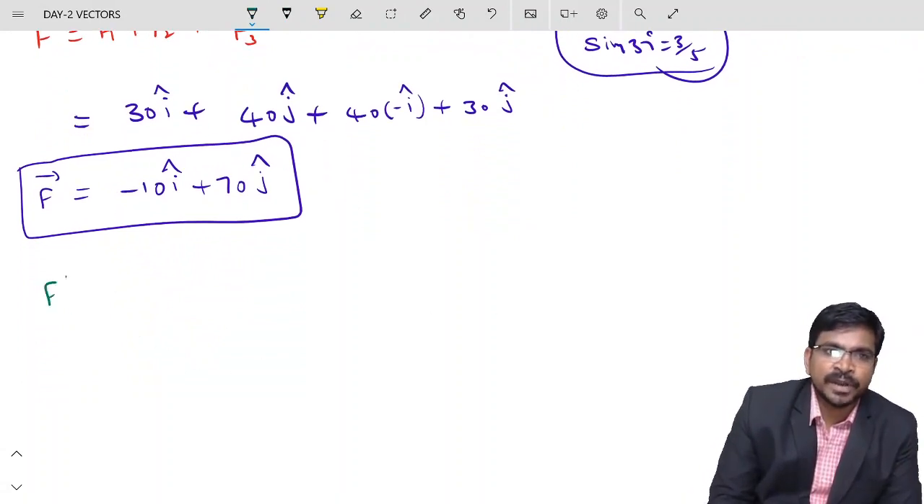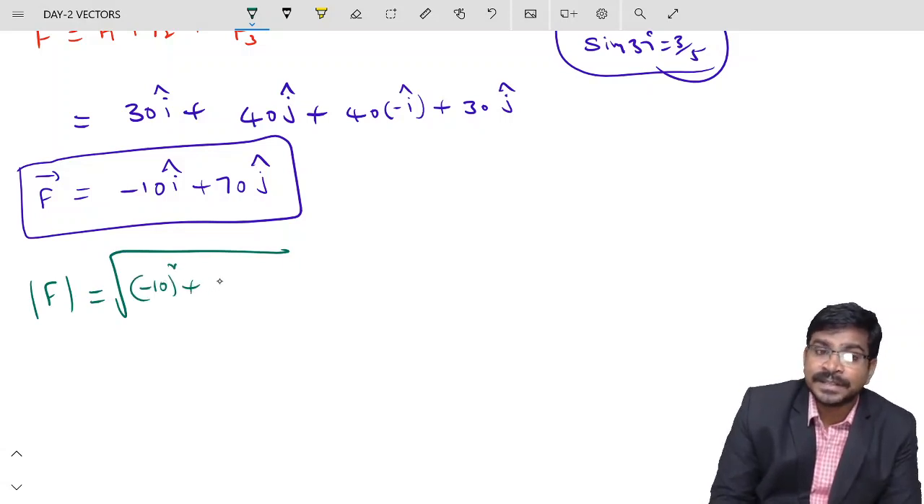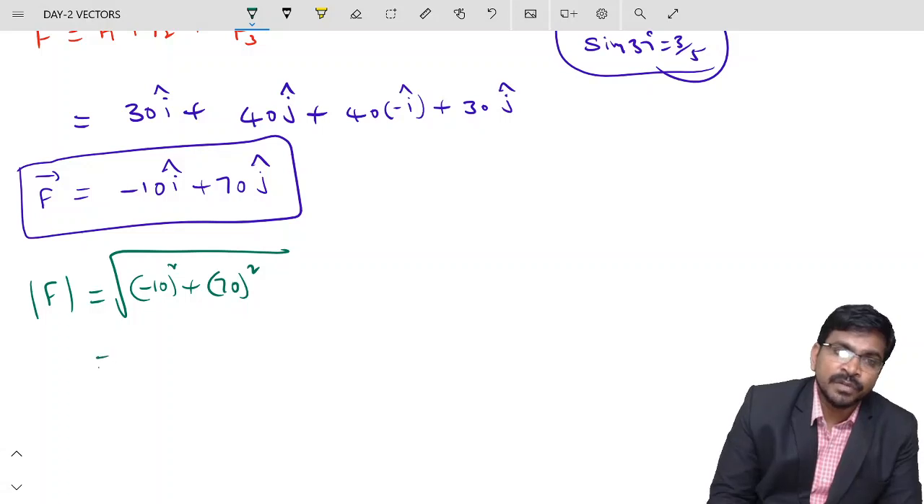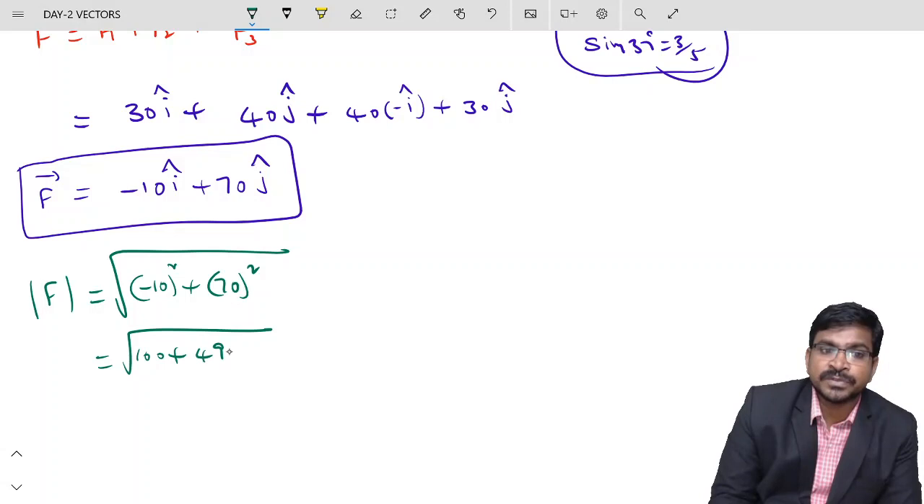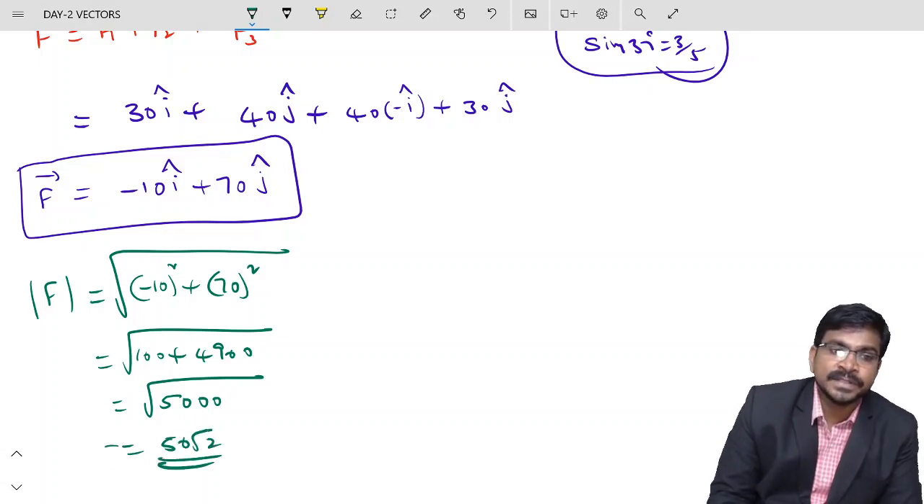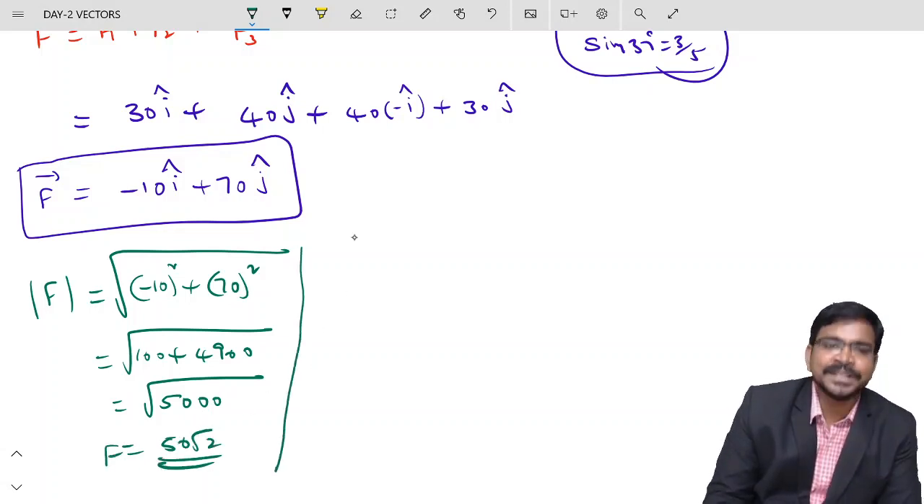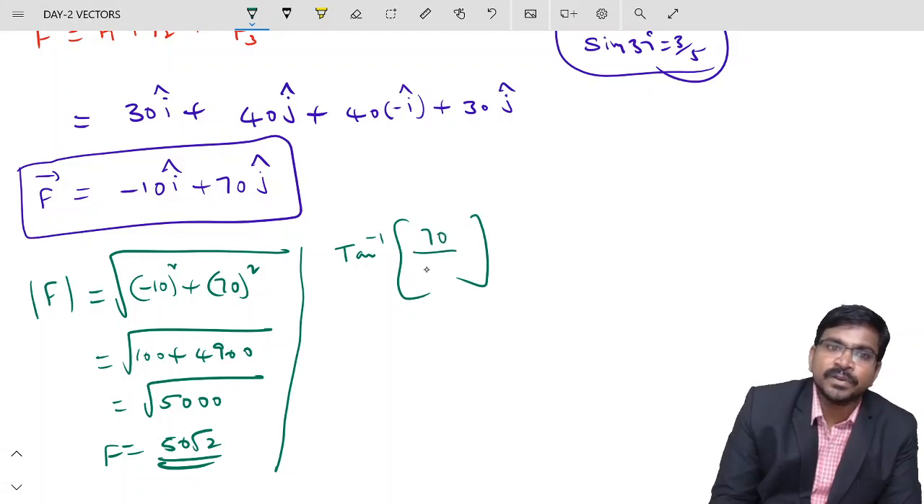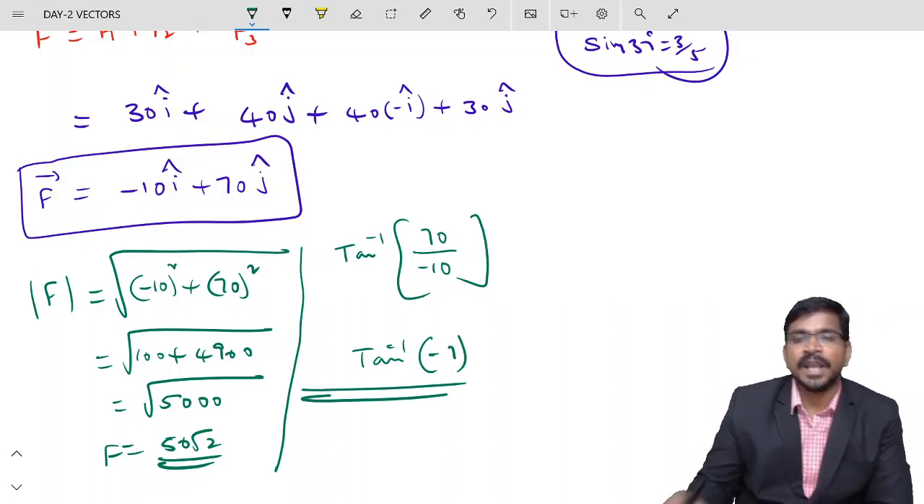What is the magnitude for this one? I coefficient squared, minus 10 whole square, plus 70 whole square. You will be getting square root of 100 plus 70 square, 4900. This is square root of 5000. I can write it as 50 root 2. This is the F magnitude. And the direction is tan inverse of j coefficient 70 by i coefficient minus 10. So tan inverse of minus 7 is the direction. Okay.